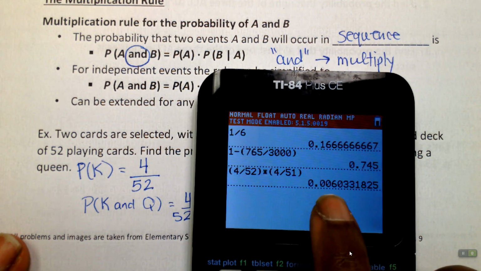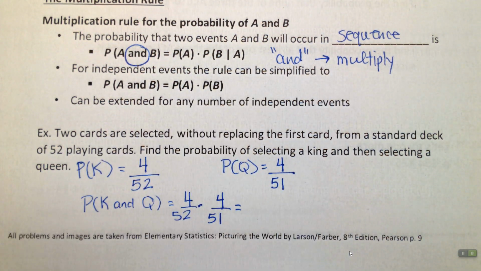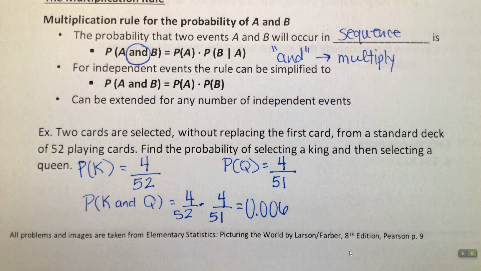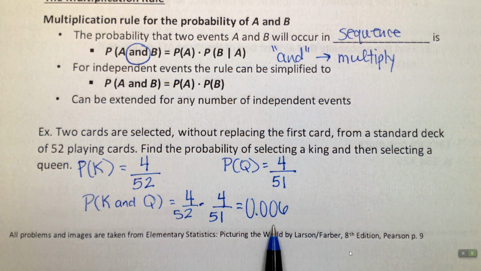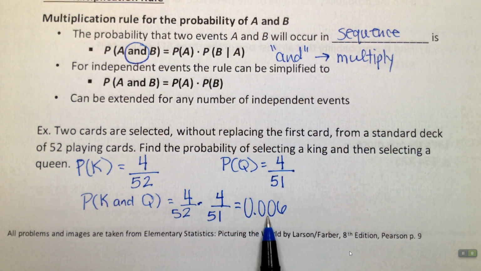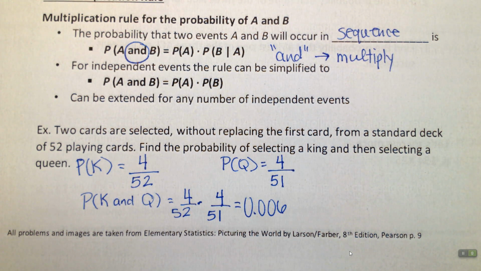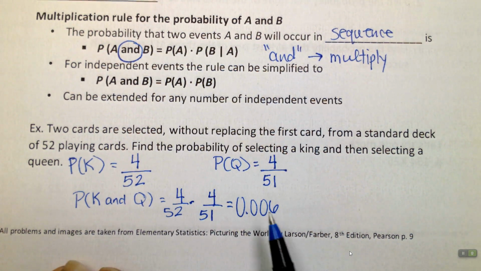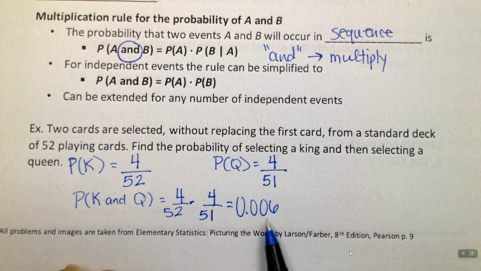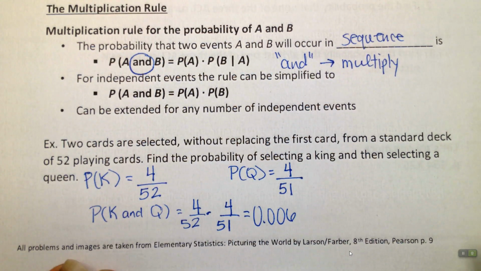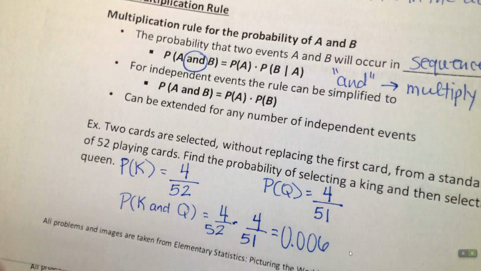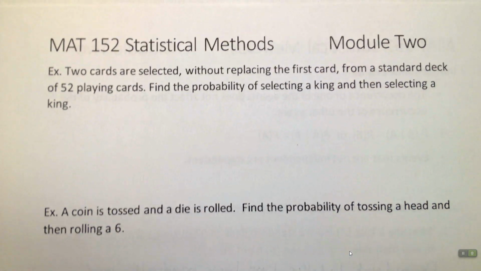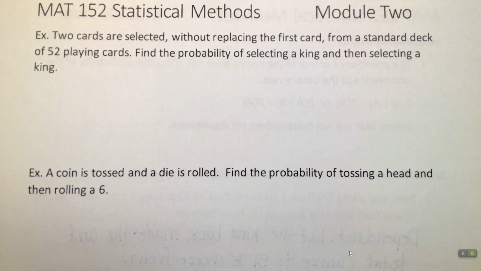So 0.006. Remember, this is very unusual. This is below 0.05. That is unusual. It's actually very unusual because it's a low decimal. Okay? So let's look at the flip side, or another part of this.